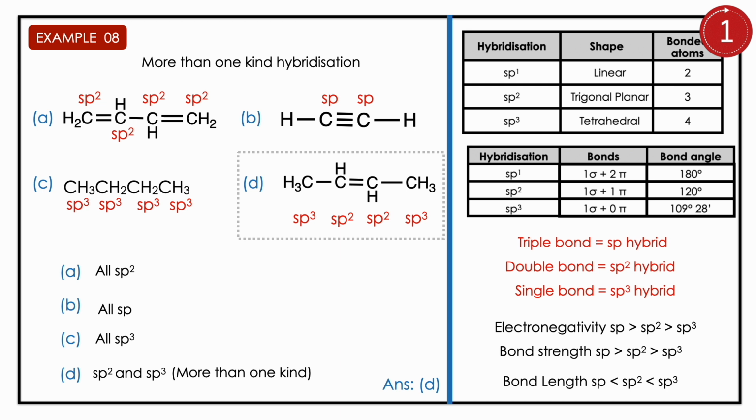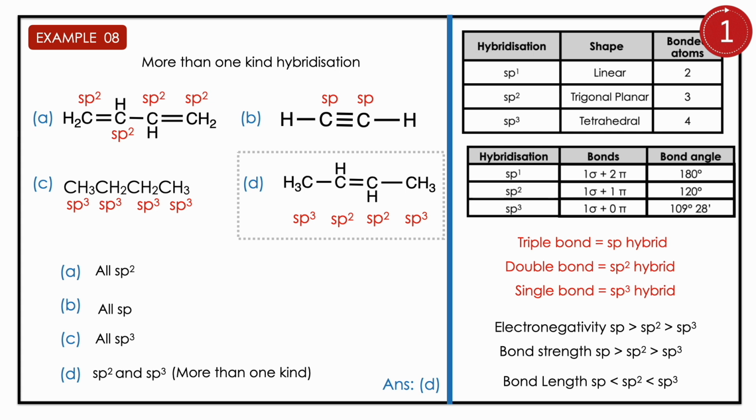If you look at A, all are connected with double bonds, so the hybridization is sp2, sp2, sp2. All are sp2. If you look at B, there are two carbons, both triple bonded, so the hybridization is sp. Then compound C, straight chain butane: all are single bonds, sp3 carbons. So C is also not our answer.